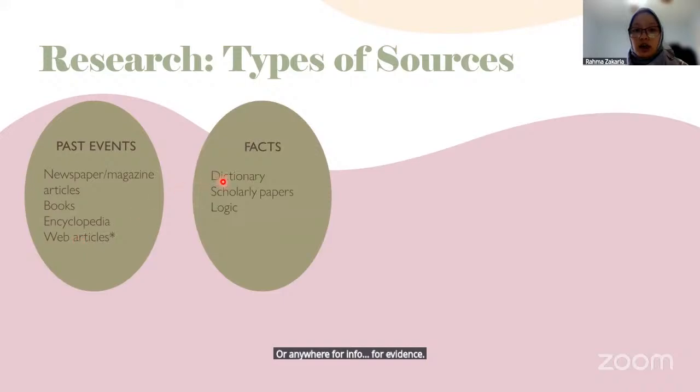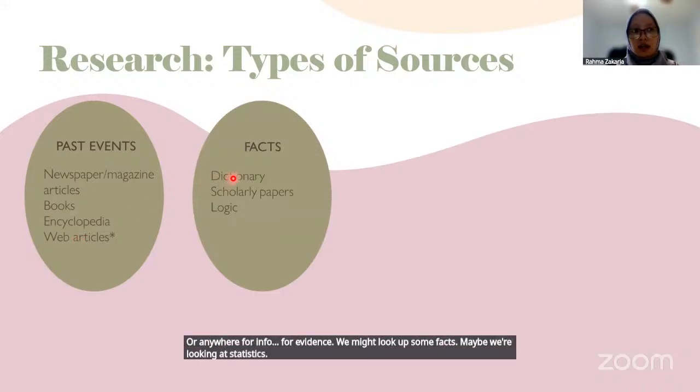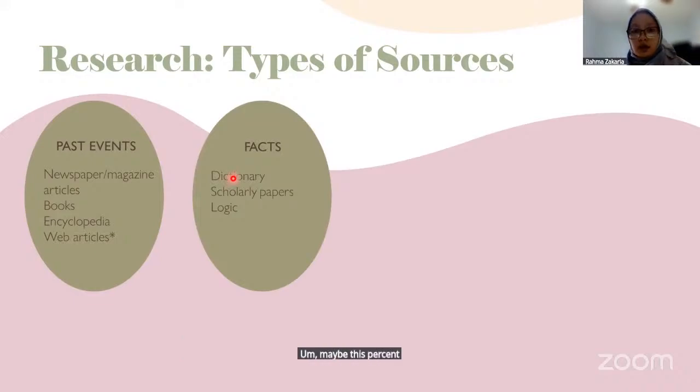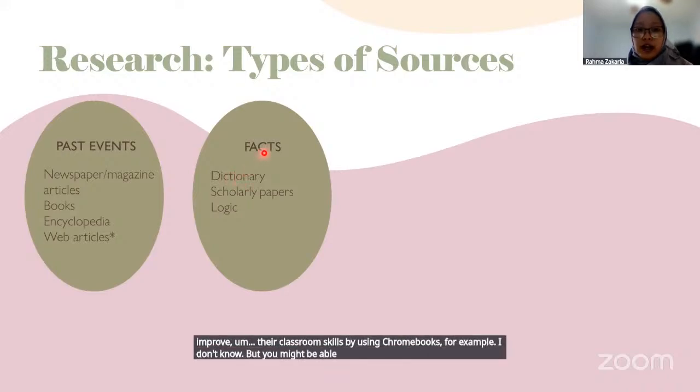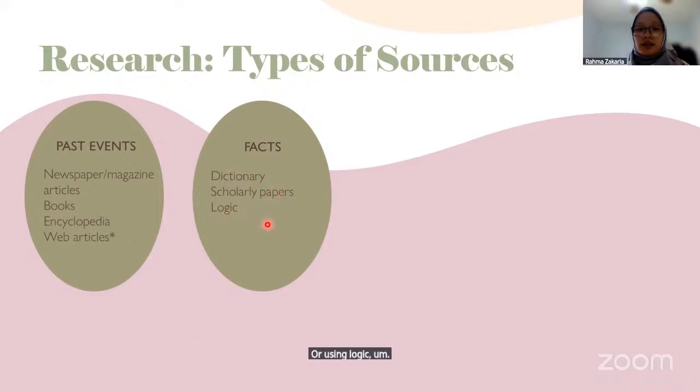We might look up some facts. Maybe we're looking at statistics. Maybe this percentage of people were able to improve their classroom skills by using Chromebooks, for example. I don't know. But you might be able to find facts from dictionaries, from scholarly papers, or using logic. So different types of facts that you may be able to use to back up your claim.